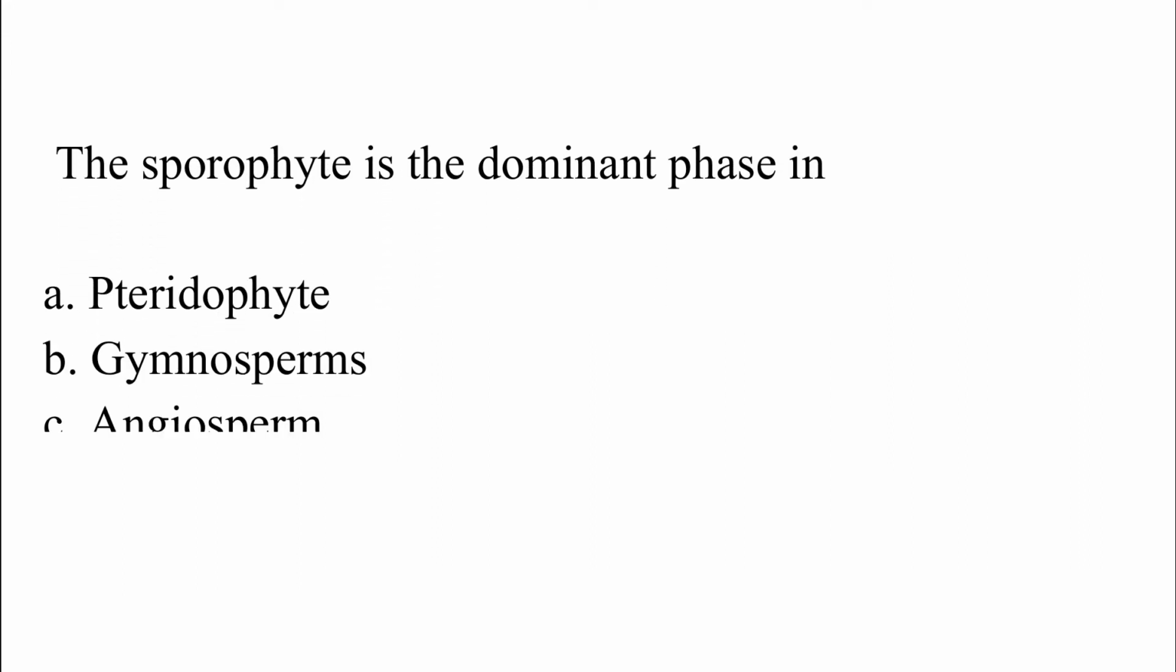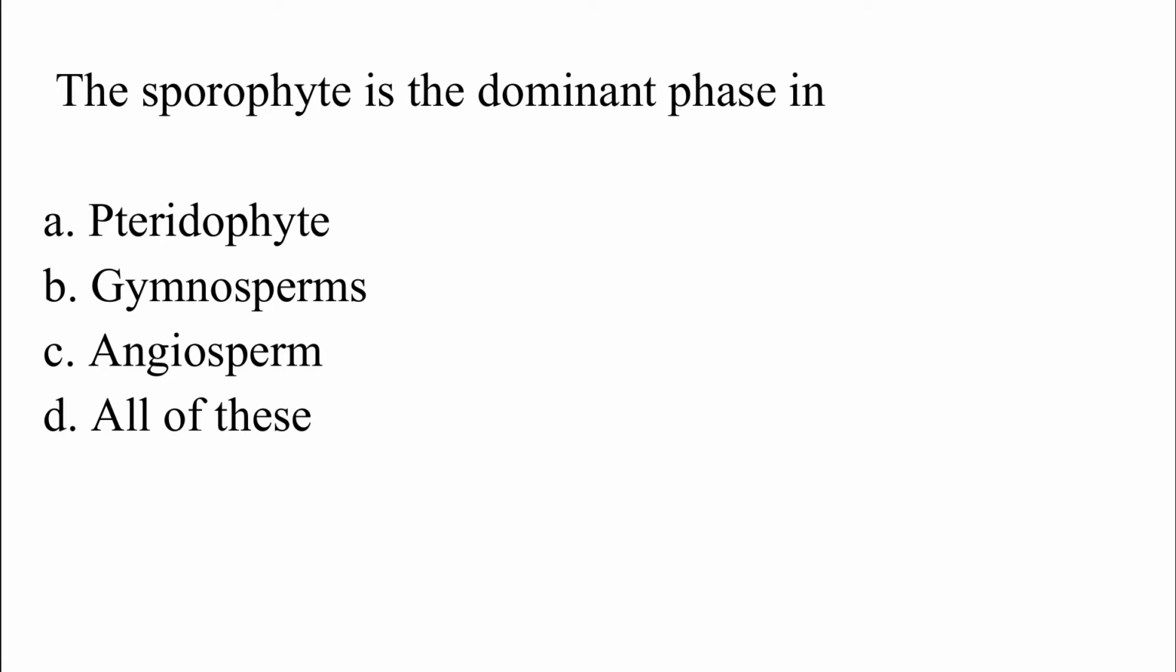The sporophyte is the dominant phase in option A, pteridophyte. Option B, gymnosperm. Option C, angiosperm. Option D, all of these. The correct answer is option D, which is all of these.